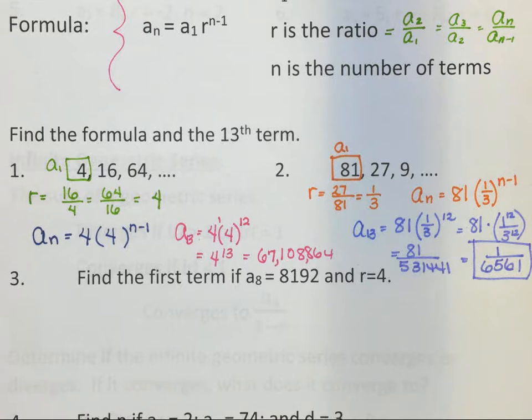Really quickly, what is your ratio here? 1/3. Yes, I know some people might think, well, we keep dividing by 3, but a ratio is what you multiply. So if you're talking about division, it's times a fraction.